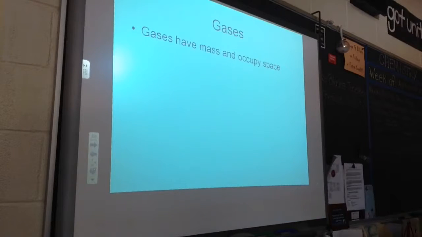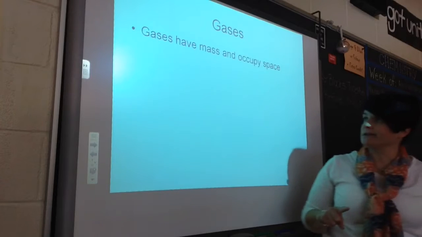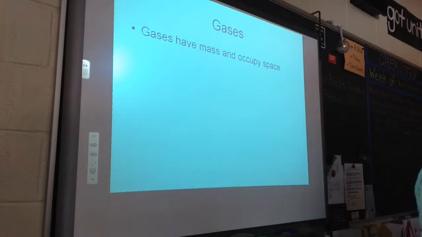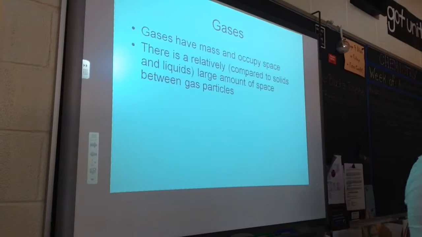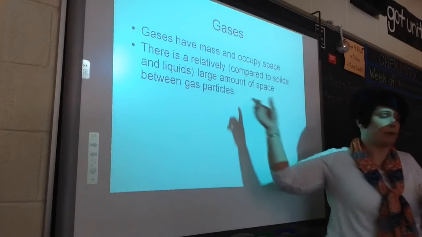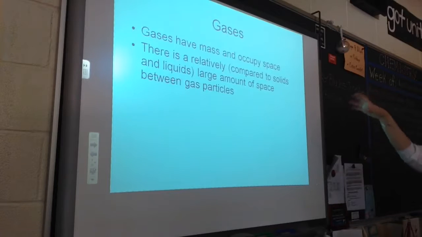Gases have mass and they occupy space. Typically, gases are lighter, meaning they don't have as much mass as other substances because they are less dense. Remember, density is a combination of mass per unit of volume. So their mass is relatively low compared to their volume. But they do have mass, they do take up space. Now, there is a relatively large amount of space between gas particles. This much is review for you. Now, it's been a while since we talked about this. We need to jog our memory.